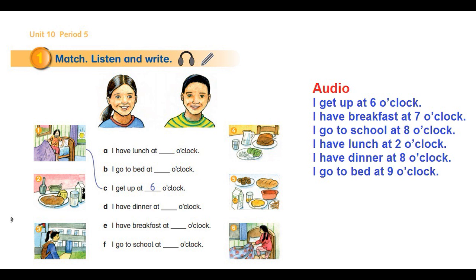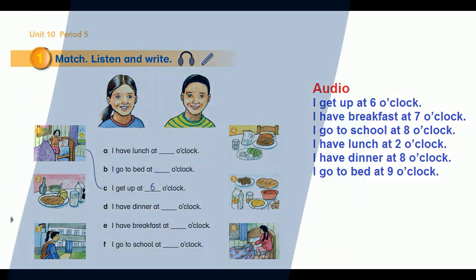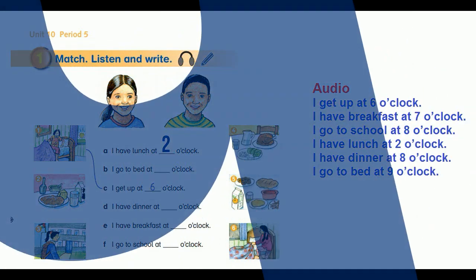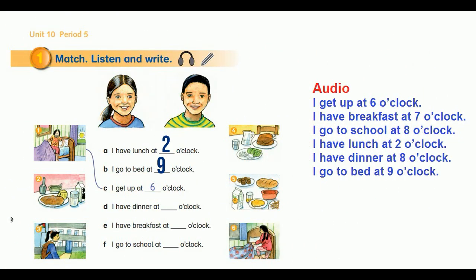1. Match. Listen and write. A. I have lunch at 2 o'clock. B. I go to bed at 9 o'clock. C. I get up at 6 o'clock.